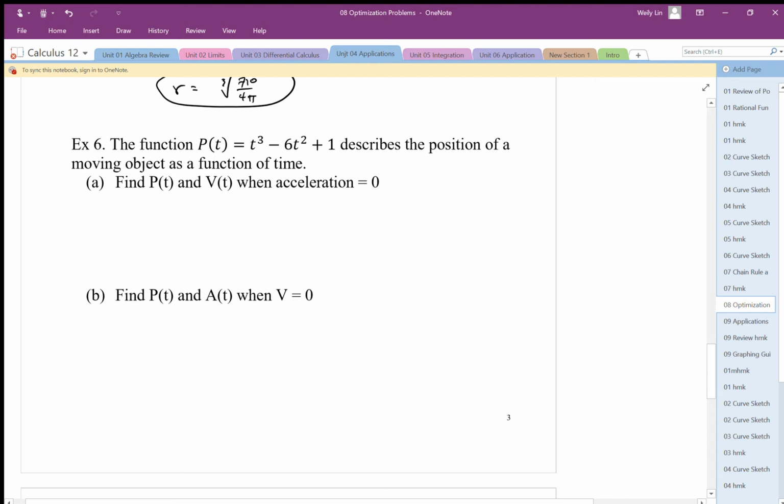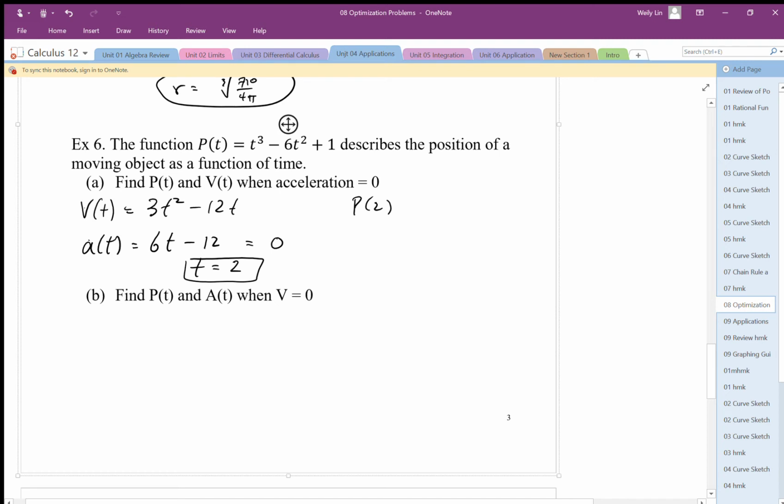To do that, I need to differentiate to find the expression for a of t. So I'm going to differentiate once, and then differentiate again to get the acceleration. Okay, and I want to solve for the t when acceleration is equal to 0. So time equals 2. So p of 2 works out to be, when I plug 2 in, 8 minus 24, which is negative 16, plus 1 is negative 15.